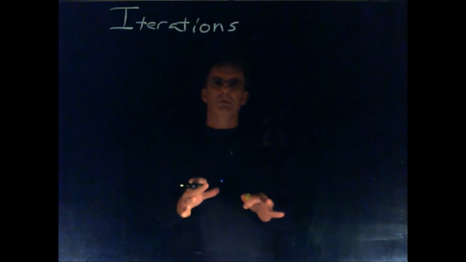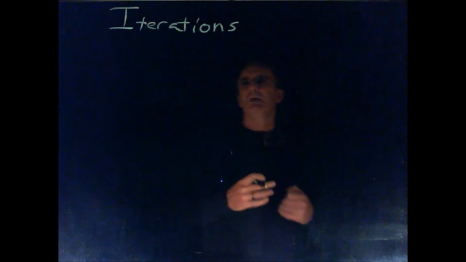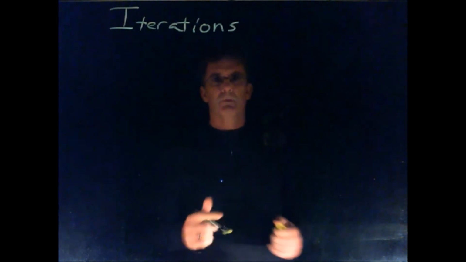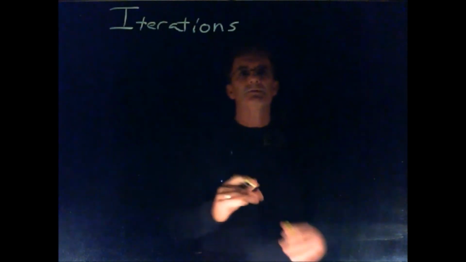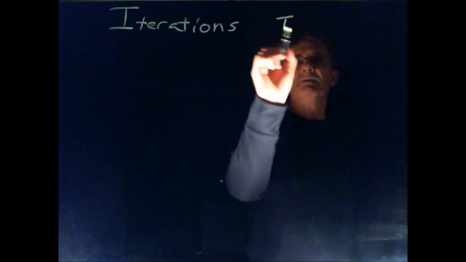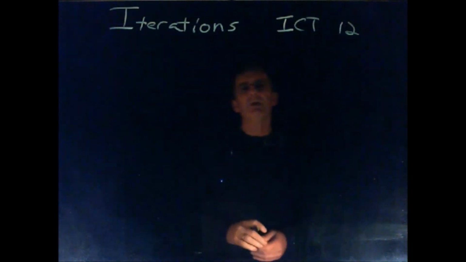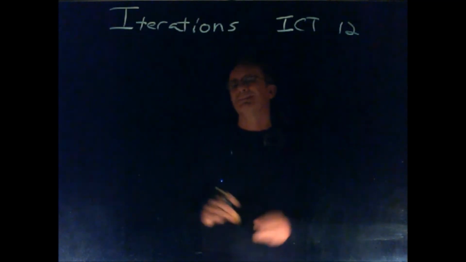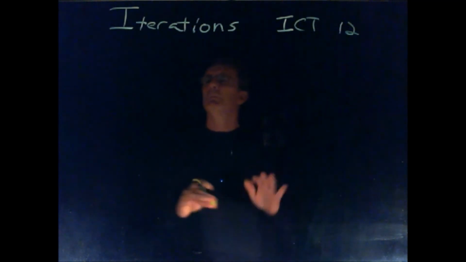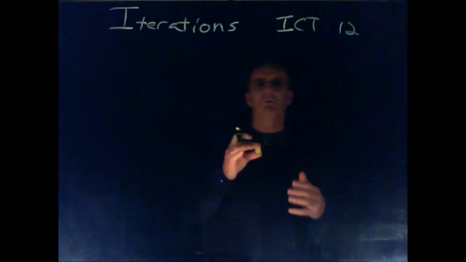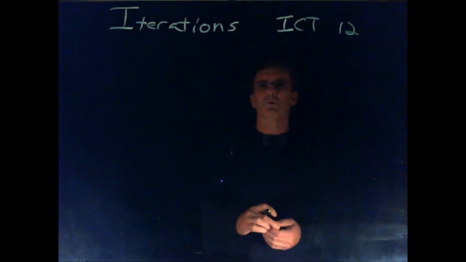I want to just take a few minutes and introduce the idea of iterations. This stuff is in the ICT PDF that's in Canvas, chapter 12. We're not covering everything in there. We're only covering 2 types of loops, maybe 3 if you think of it that way. So be very careful about all the stuff in chapter 12.